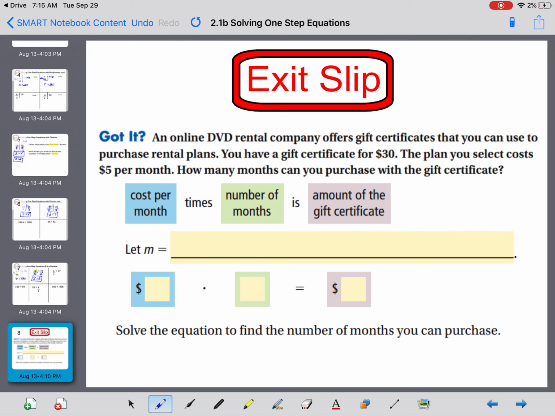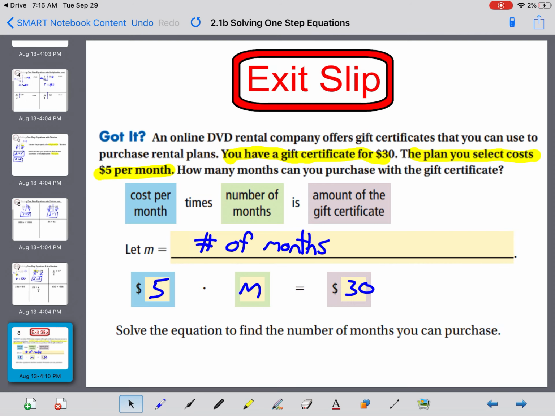It says an online DVD rental company offers gift certificates that you can use to purchase rental plans. You have a gift certificate for $30. The plan you select costs $5 per month. How many months can you purchase with the gift certificate? Well, the cost per month we just said was $5. Okay, the amount of the gift certificate we already know is $30. M is the number of months, because we don't know that yet. The number of months that we can afford with our gift certificate.